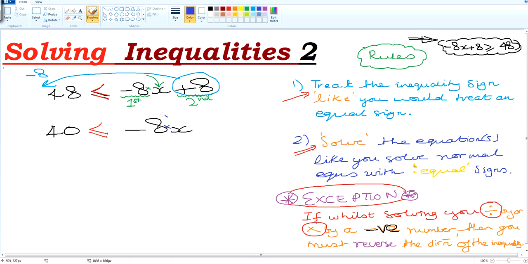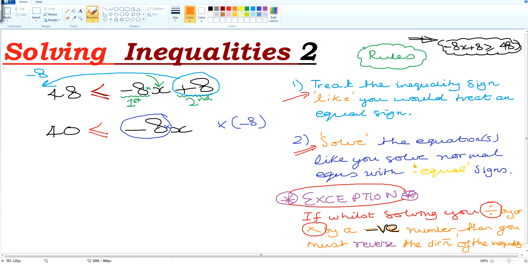Opposite of, read that for me please. Opposite of what's up there? Okay, opposite, times by minus 8. Now, this is where a lot of students make mistakes. If you undo a multiply by minus 8, the opposite of multiplying by minus 8 is dividing by minus 8. The minus doesn't get reversed.